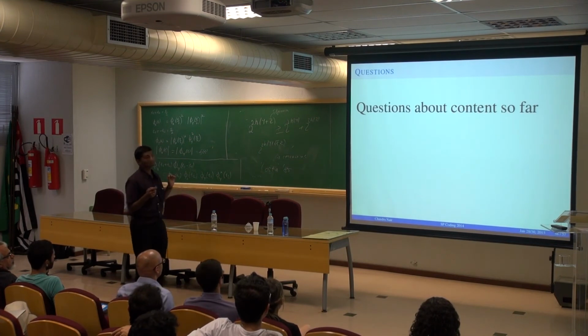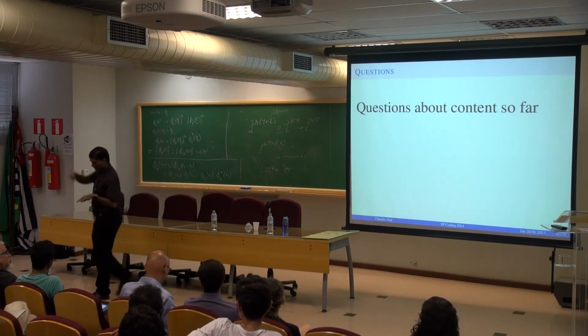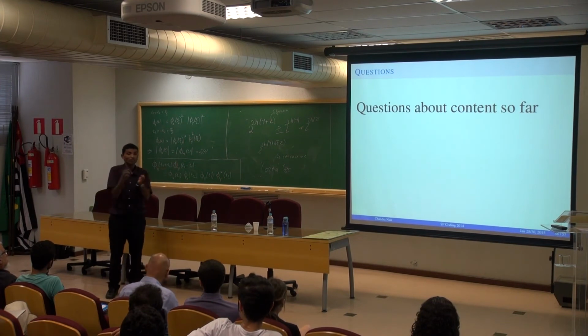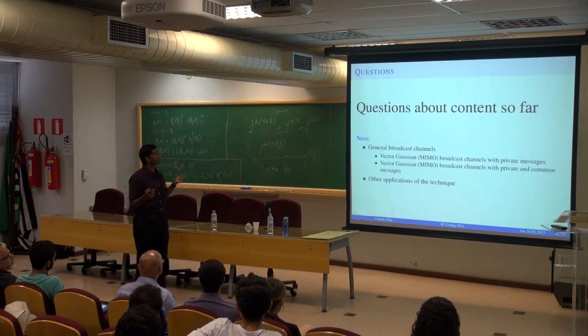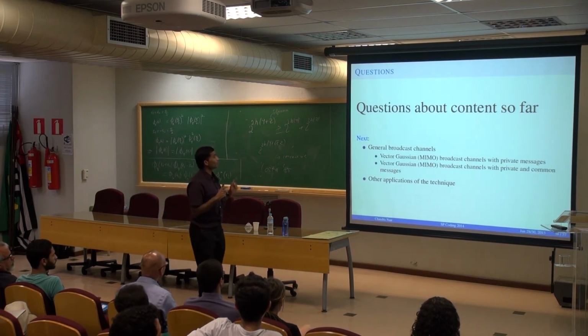Okay, questions about content so far? Is your picture clear? What am I doing? I'm using single-letterization, which is a discrete argument. I'm going to show that it gives me for free, by this rotation trick, the optimality of Gaussian. I don't need to do anything more. I don't need to be fancy. Okay, this may be a good place to stop, may not be.